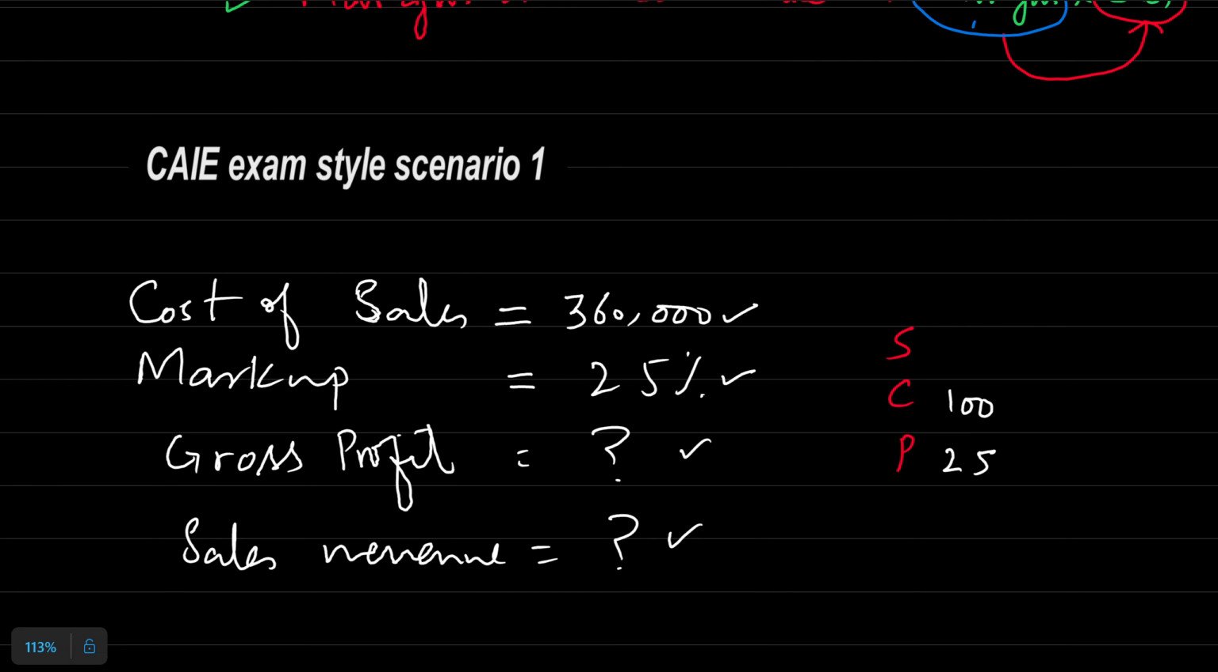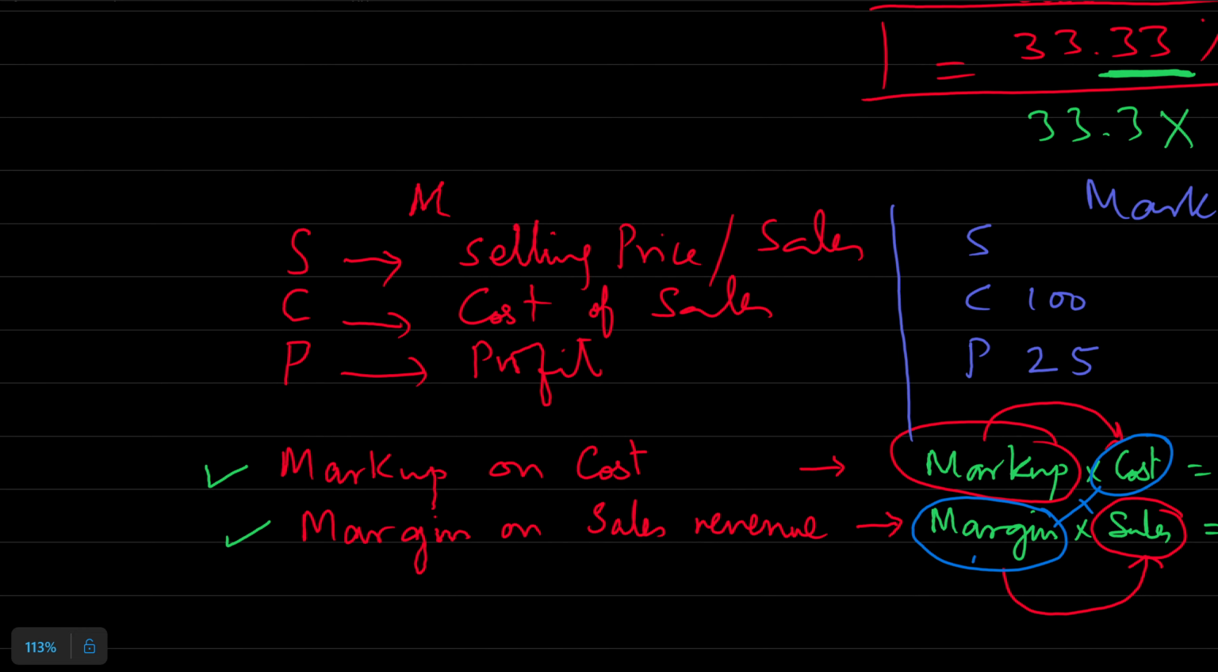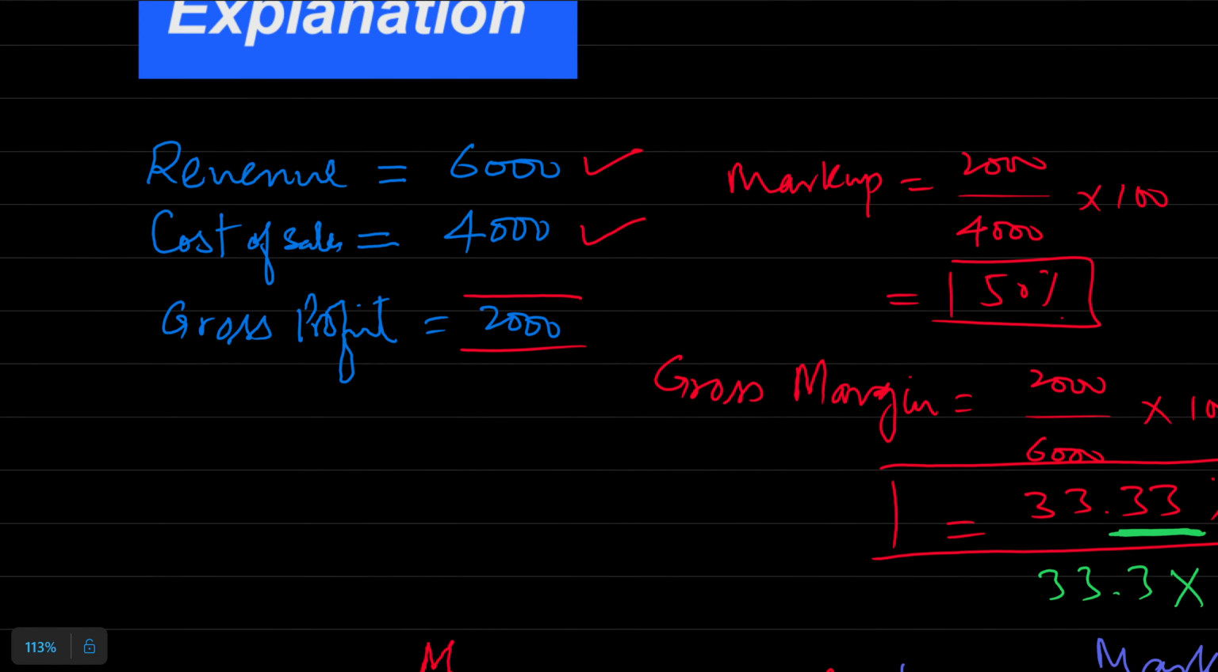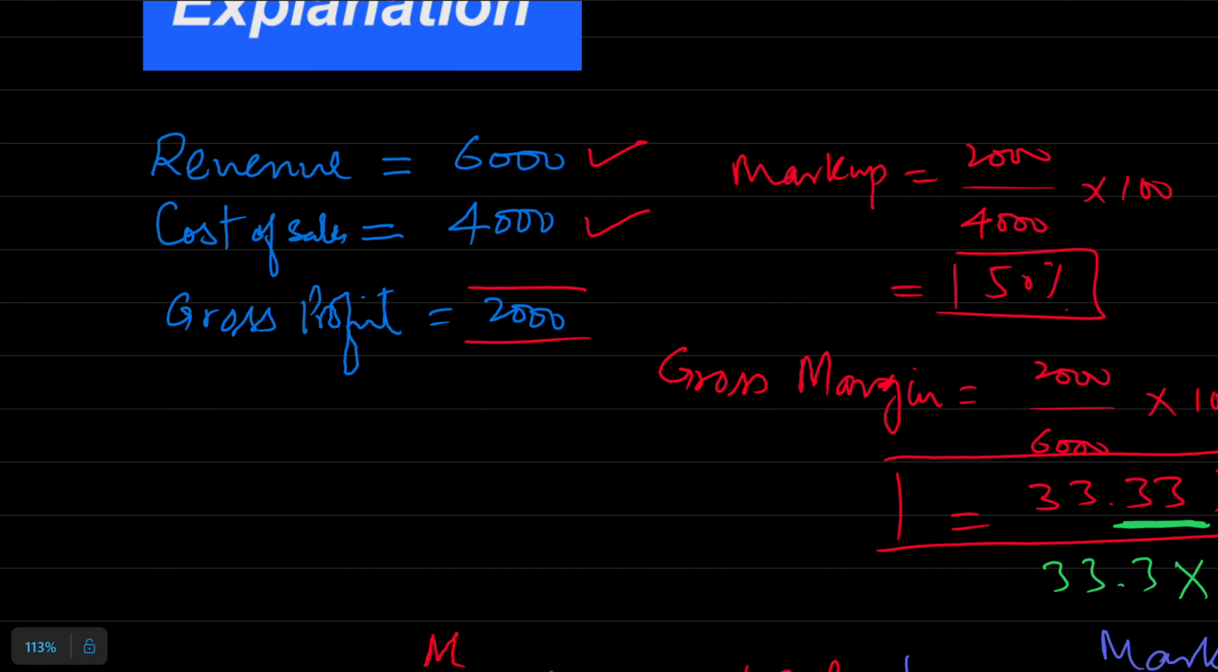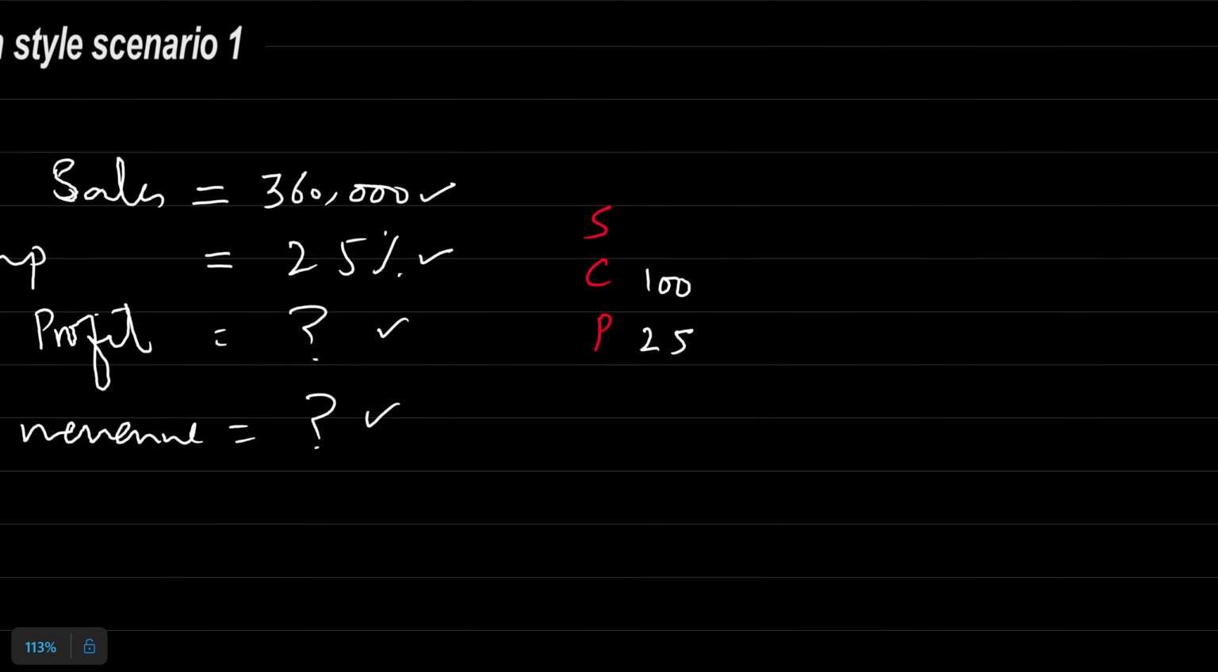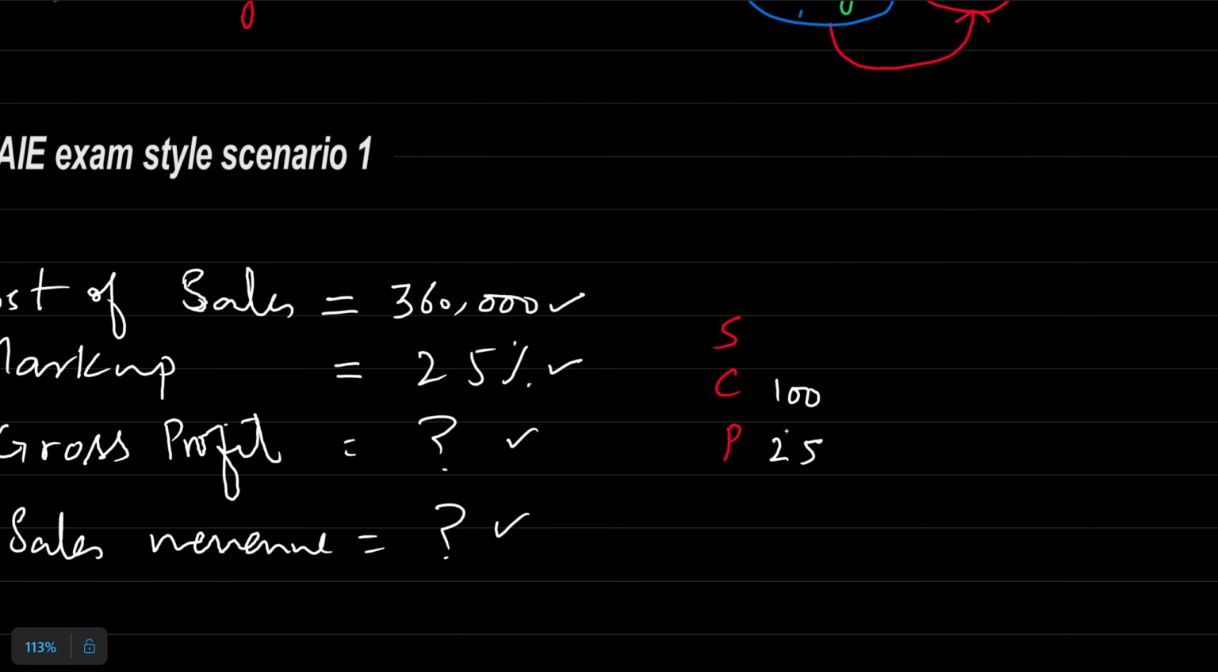So students, as we already learned that sales revenue minus cost of sales is equal to gross profit. So let us try to apply here. If profit is 25, cost is 100, selling price will be 125. So selling price minus cost is equal to profit. Now how to solve this type of question?